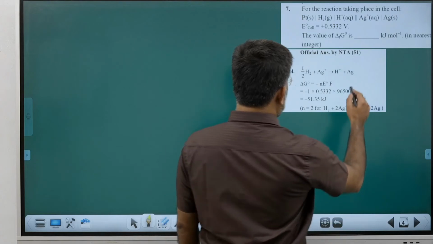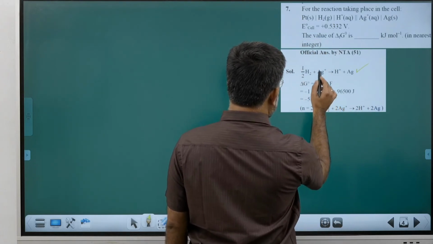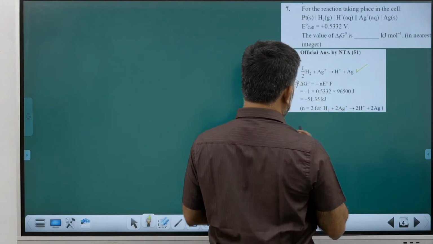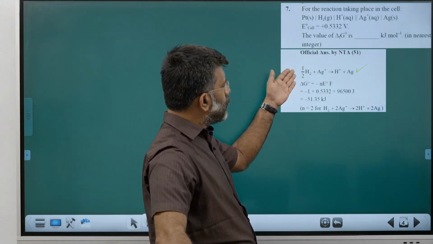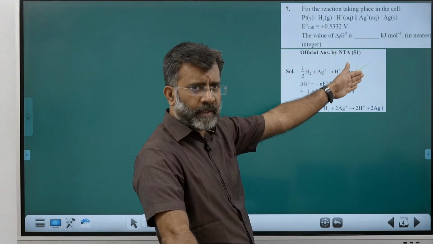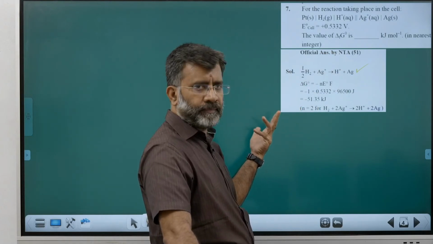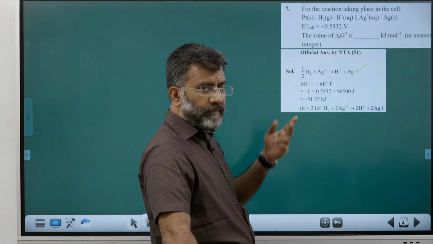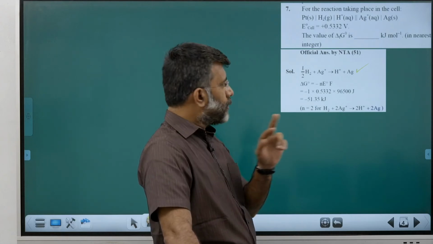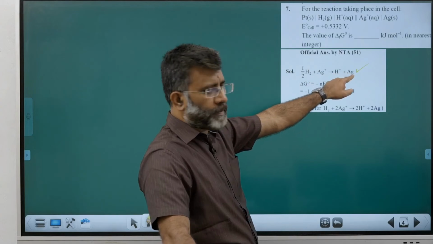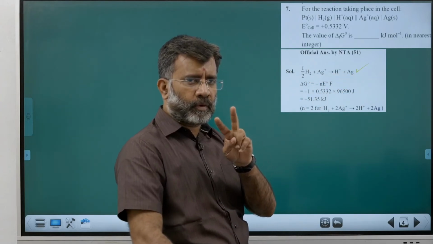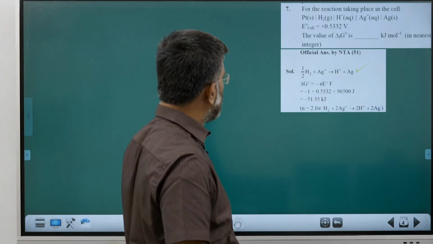This is the equation given, and n is equal to 1. n depends on the stoichiometry. If you are writing half H2 giving H plus, Ag plus giving Ag, that's okay, right? Otherwise n will be 2. Suppose you are writing H2 plus 2Ag plus giving 2H plus plus 2Ag, that will be n is equal to 2. That depends on the n value taken.